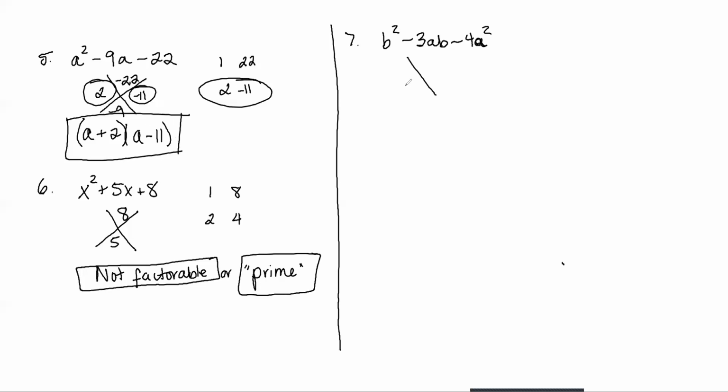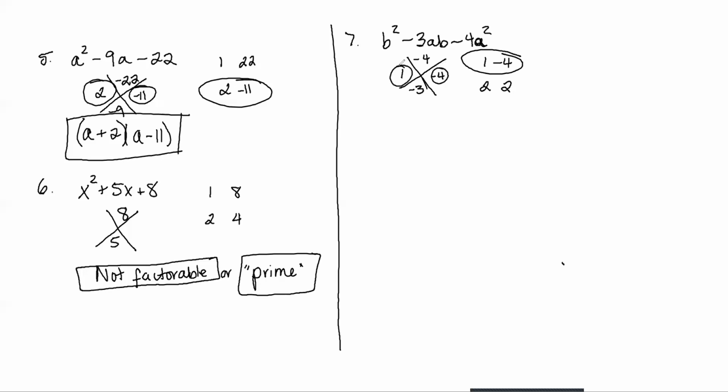So I'm going to do the same kind of thing. I'm going to set up our big X. Ignore all the extra variables for now and focus just on the numbers. So we're multiplying to -4, adding to -3. So we need a positive and a negative. We've got 1 and 4, 2 and 2. They have to have a difference of 3. That's going to be 1 and 4, and the 4 has to be negative.